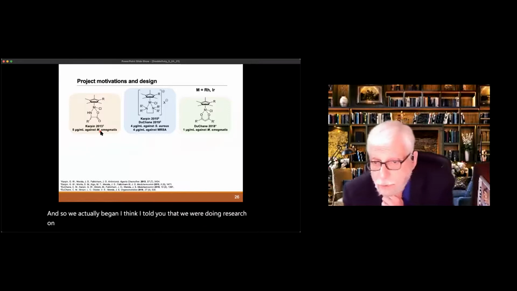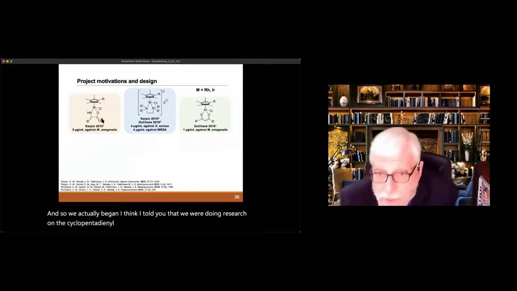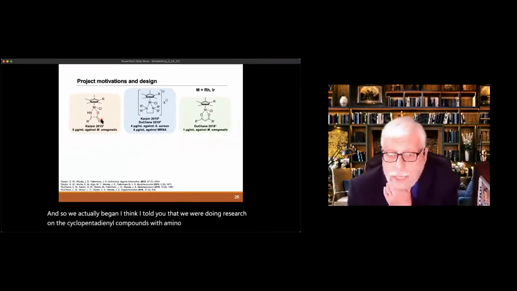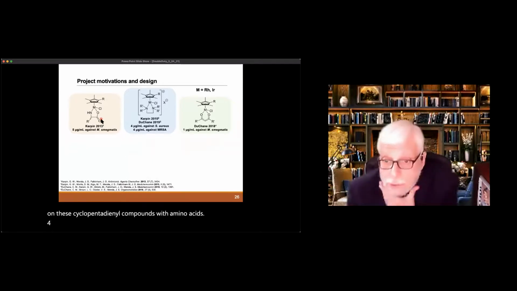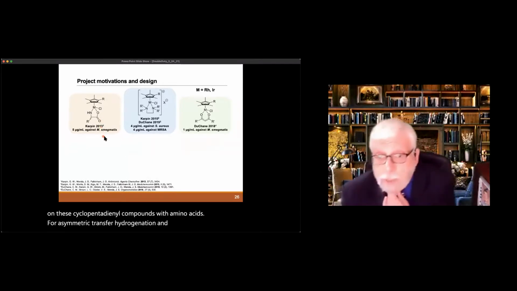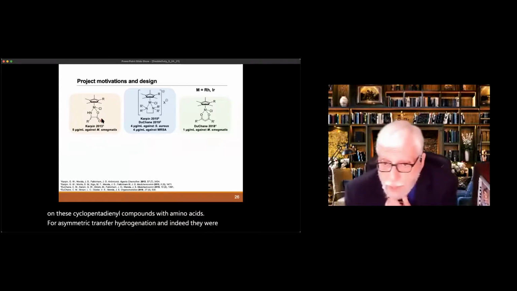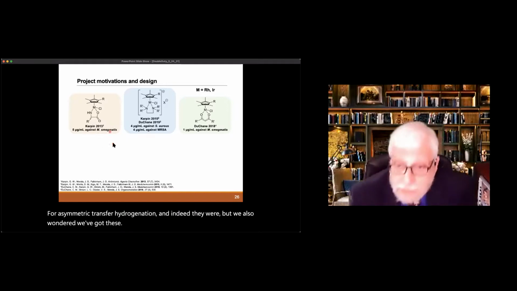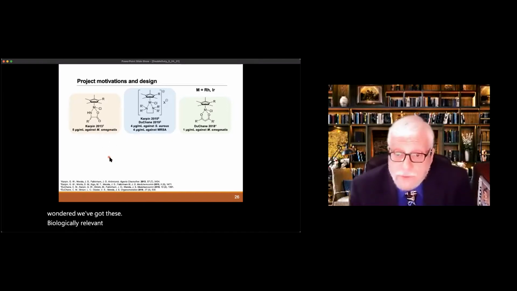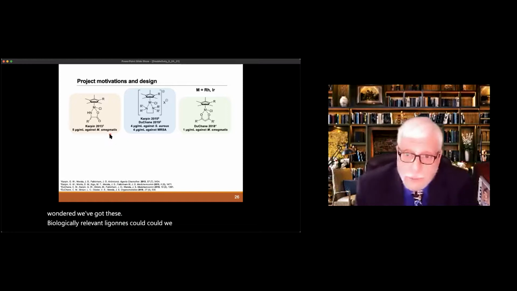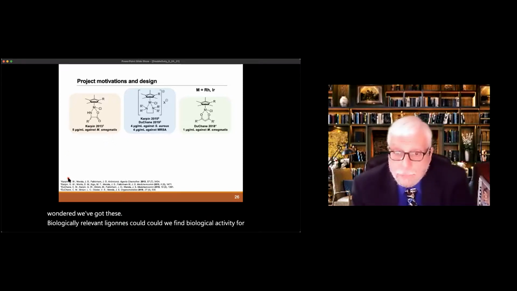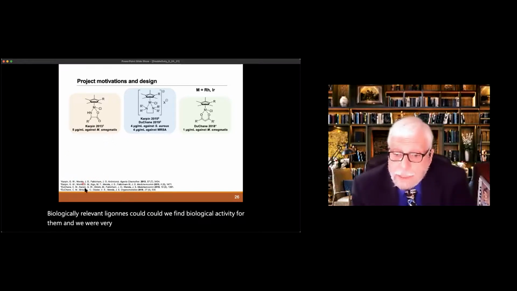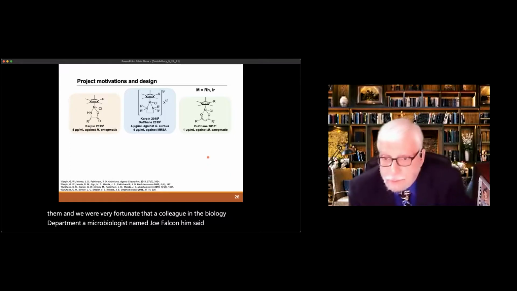And so we actually began, as I told you, doing research on these cyclopentadienyl compounds with amino acids for asymmetric transfer hydrogenation, and indeed they were active. But we also wondered, we've got these biologically relevant ligands, could we find biological activity for them? We were very fortunate that a colleague in the biology department, a microbiologist named Joe Falkenham, said, oh, sure, I would like to study them.